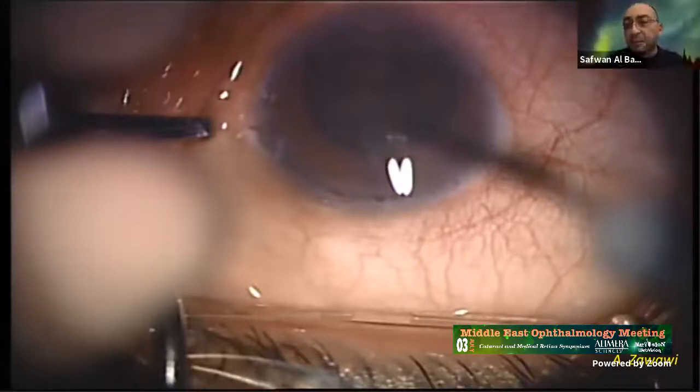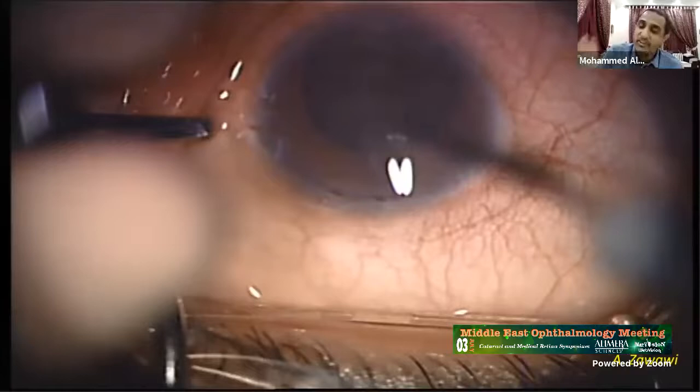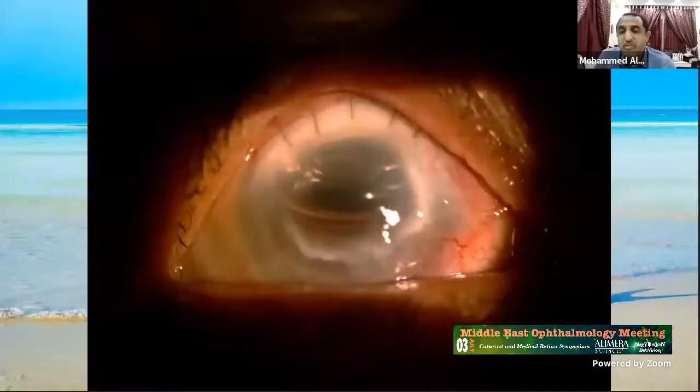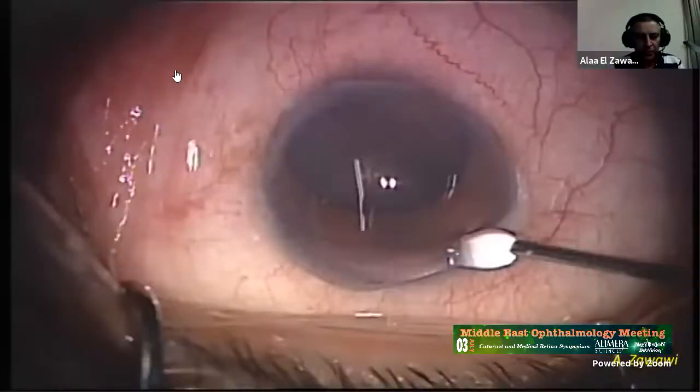As I said before, me and Dr. Ala, we shared a lot of cases between us. So it is the same. We are on the same line. So I don't need to, the same as what he did. It's a case of extracapsular cataract extraction. Okay, thank you, Dr. Safwan. Go ahead, Dr. Ala. I lost it. It's okay.